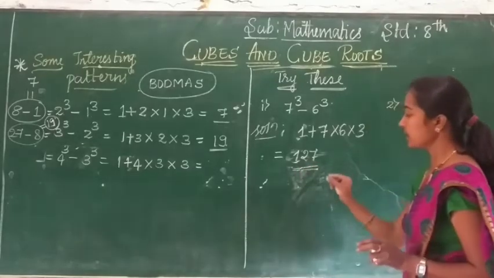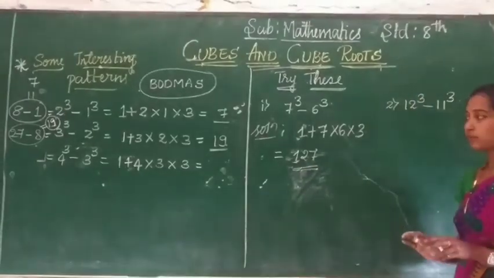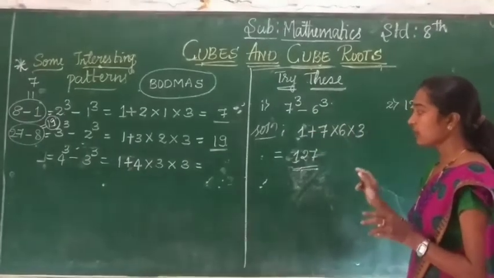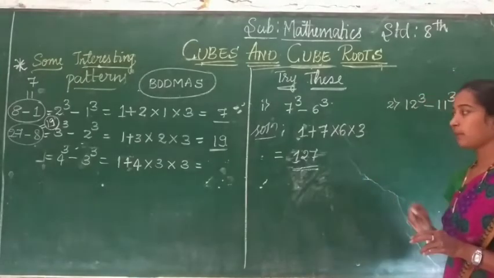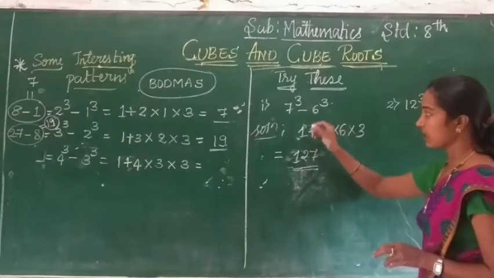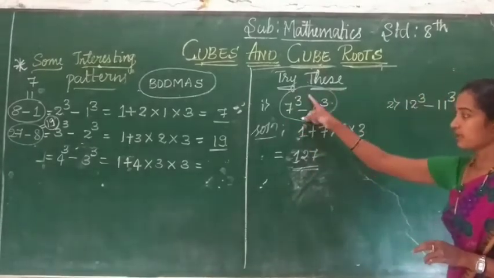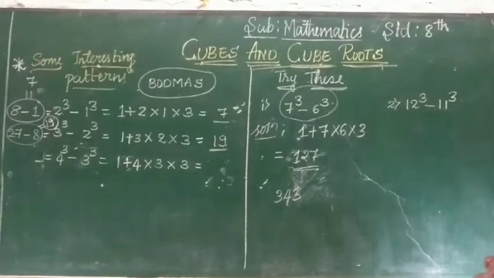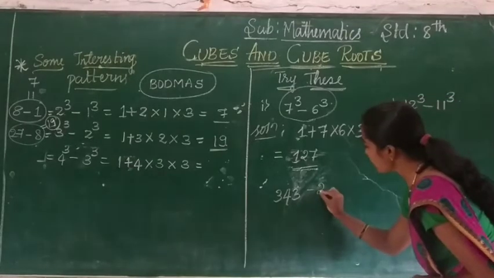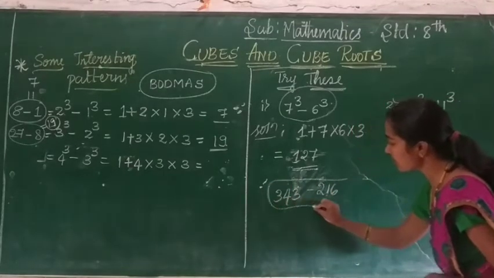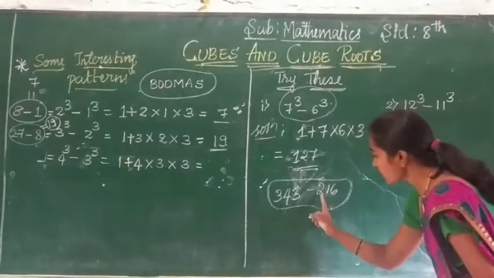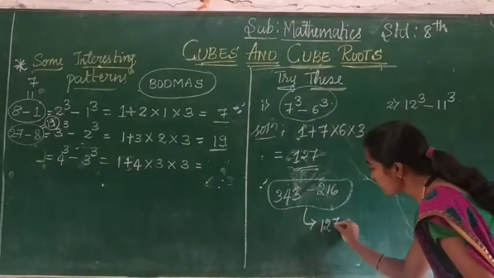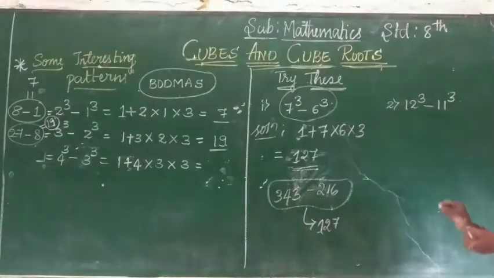See children here, we did the problem without finding the cube of 7 and the cube of 6, by using this interesting pattern. Now let us check whether our answer is right or wrong by using the cubes. 7 cube value is 343. And 6 cube value is how much? 216. Now let us subtract. 216 subtracted from 343 gives 127. Yes, our answer is right.